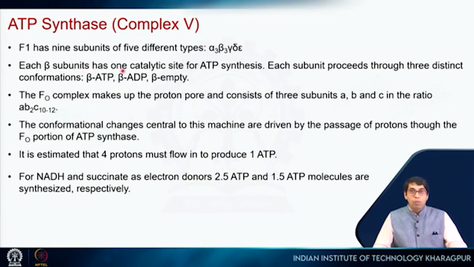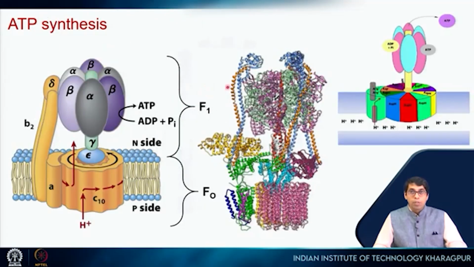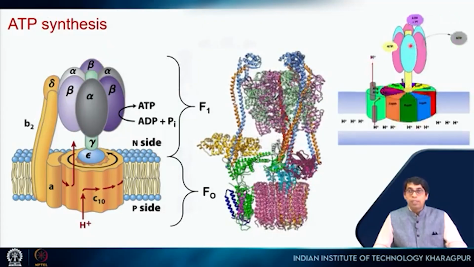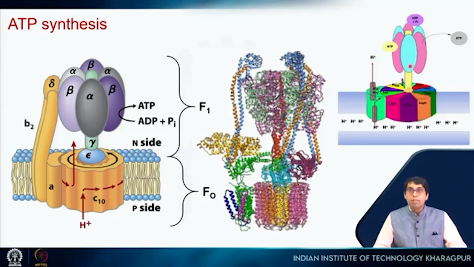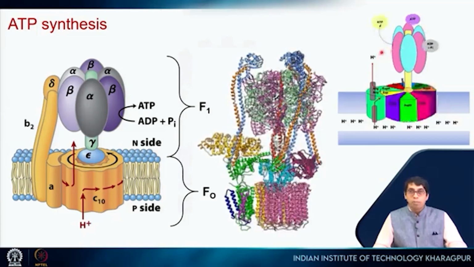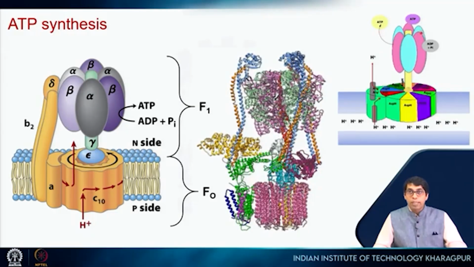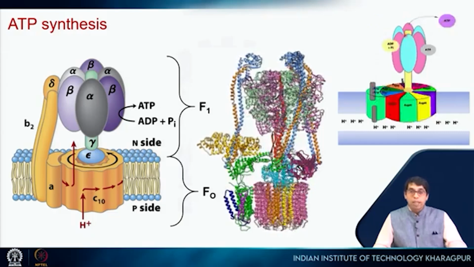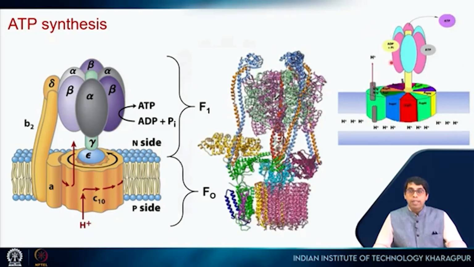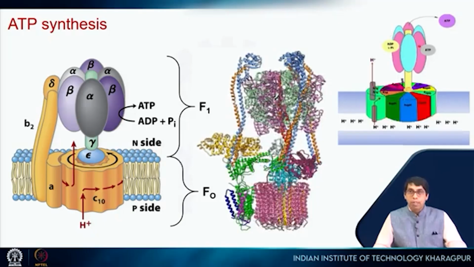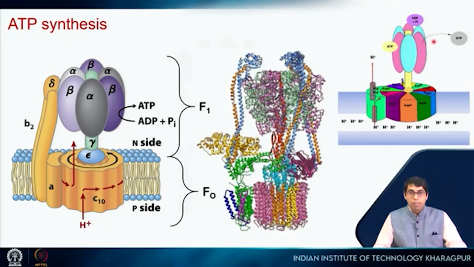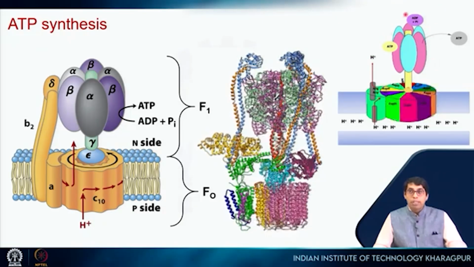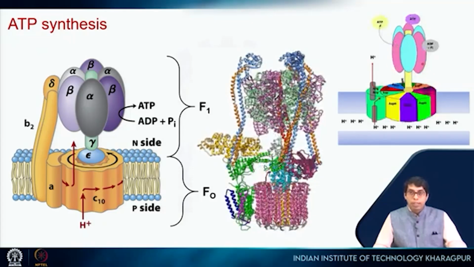Each beta subunit has one catalytic site for ATP synthesis. Each subunit proceeds through 3 distinct conformations: beta ATP, beta ADP, and beta empty, right. So you can see that when this rotates, these 3 subunits have 3 different conformations. One conformation binds ATP, one conformation binds ADP, and the other one is empty. By rotation, they will bind ADP, catalyze the formation of ATP, and then release that ATP, right. So this rotation results in conversion of these 3 conformations and drives the reaction.